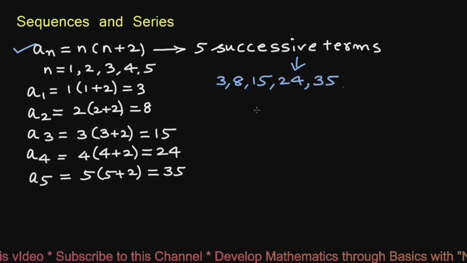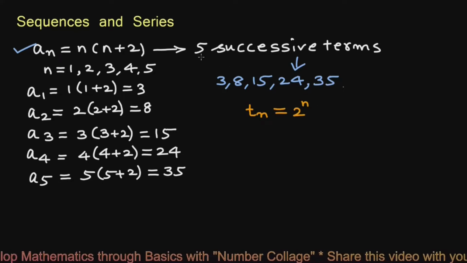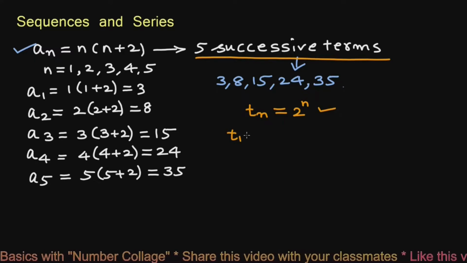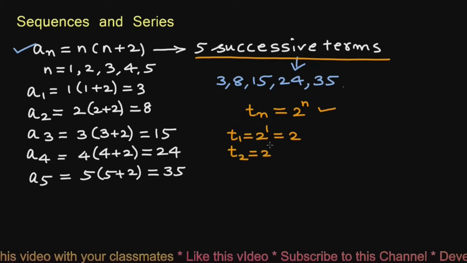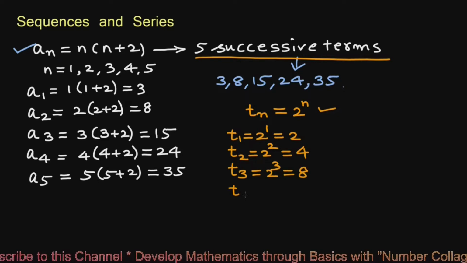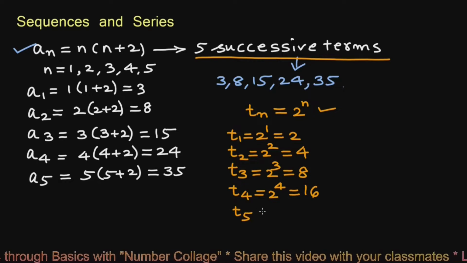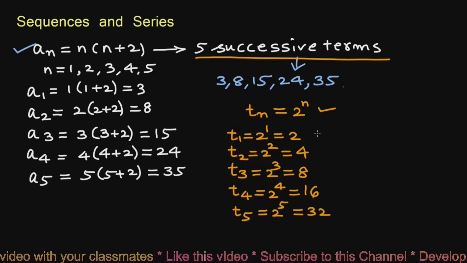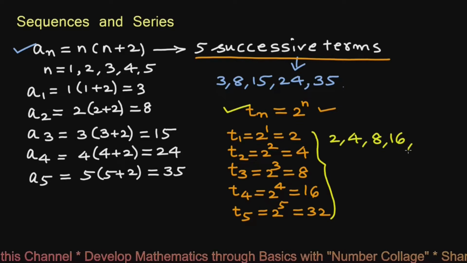If the nth term of another sequence Tn is 2 raised to n, we have to find 5 successive terms of this sequence. So the first term T1 will be 2 raised to 1, that is 2. Second term T2 will be 2 square, 4. Third term T3 will be 2 cube, 8. T4 will be 2 raised to 4, 16. And fifth term T5 will be 2 raised to 5, 32. So the 5 successive terms of this sequence will be 2, 4, 8, 16, 32.